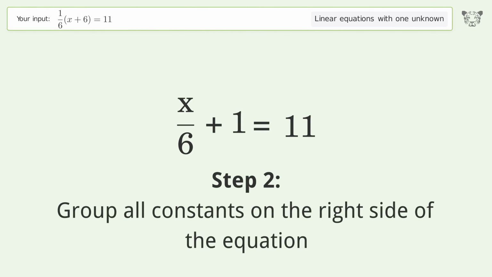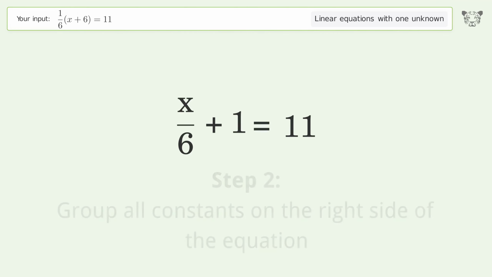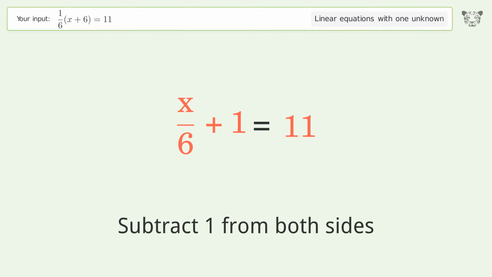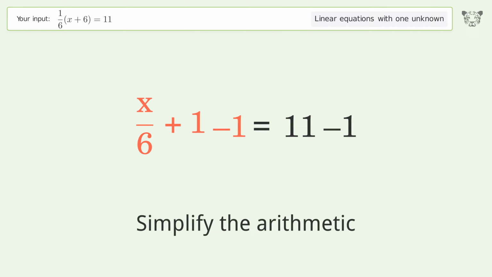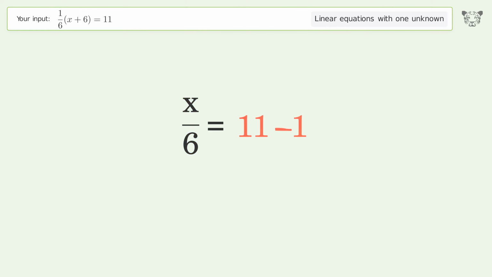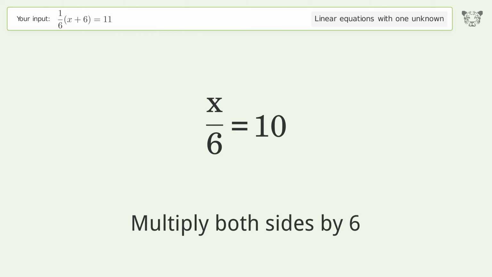Group all constants on the right side of the equation. Subtract 1 from both sides. Simplify the arithmetic. Isolate the x. Multiply both sides by 6.